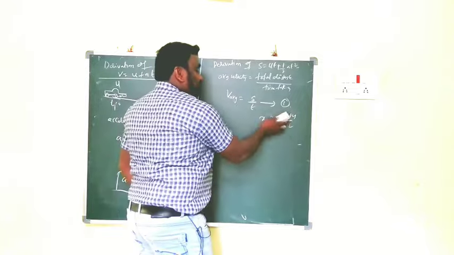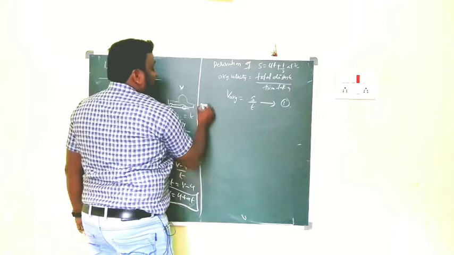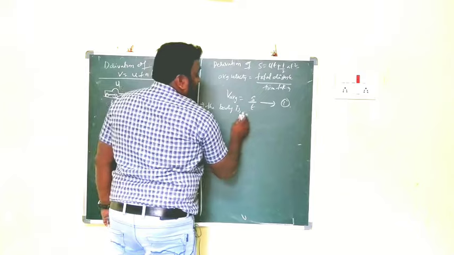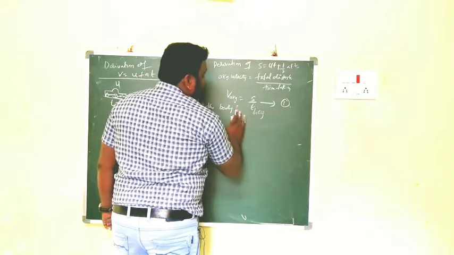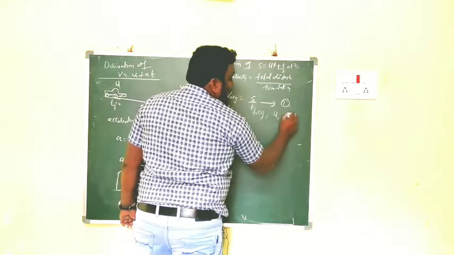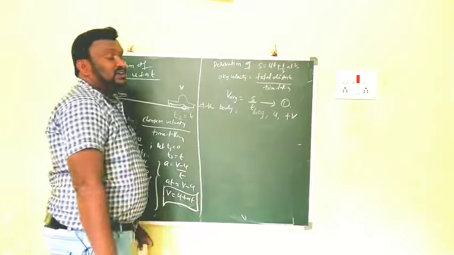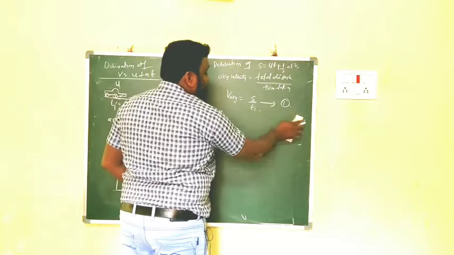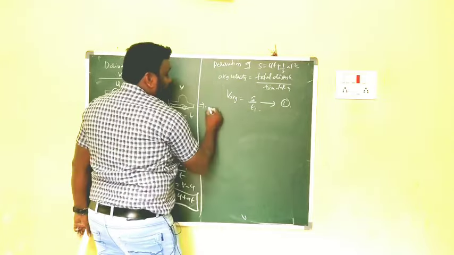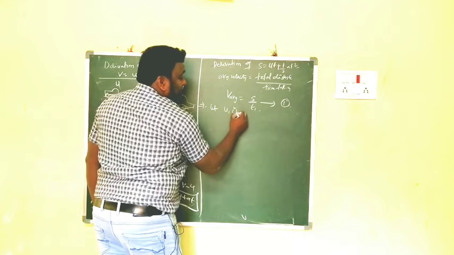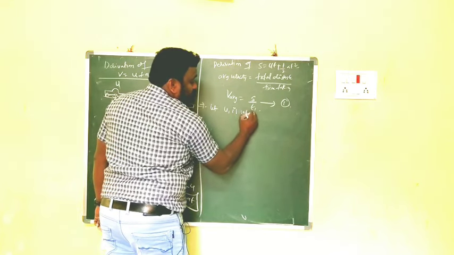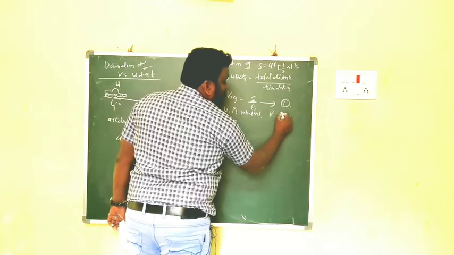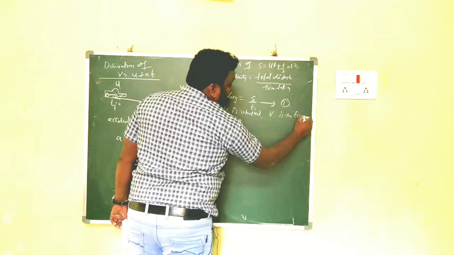In the same manner, we can assume that the body has initial velocity u and final velocity v. Then their average can be written as, let u be the initial velocity and v be the final velocity.